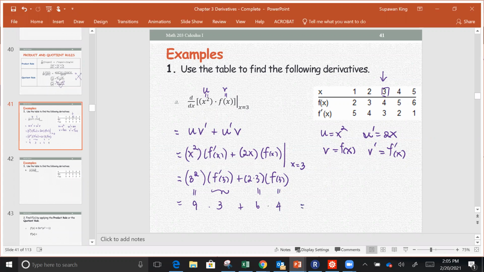Simplify the numbers. 9 times 3 is 27, plus 6 times 4, which is 24. The sum is 51.